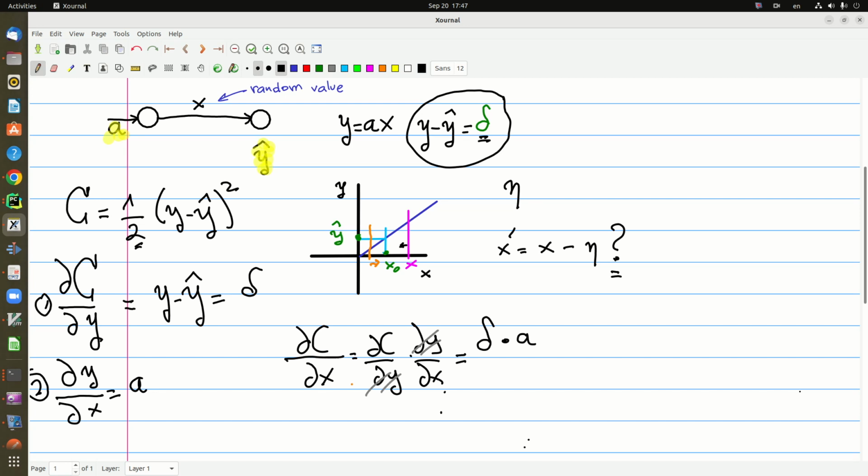So if we go to our original equation here and we substitute the question mark with delta times a, it means that we have the formula to improve our x and get it to become closer to the ideal here.